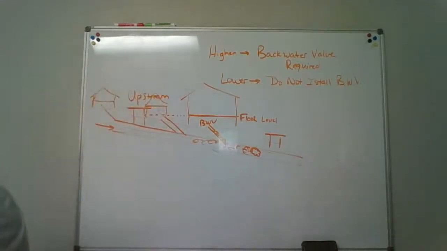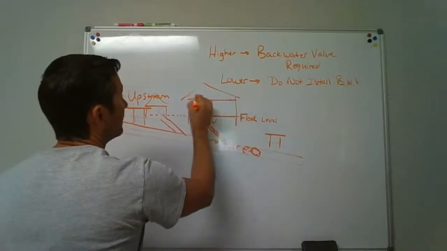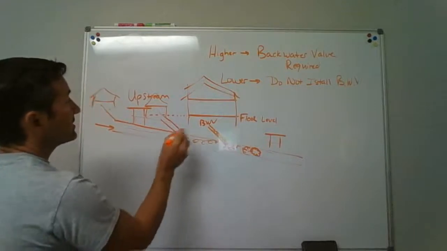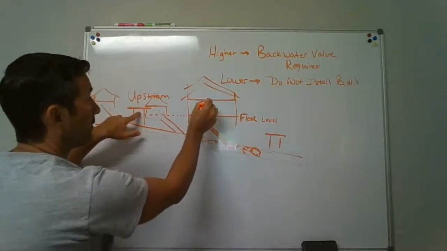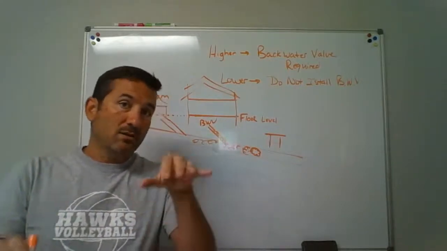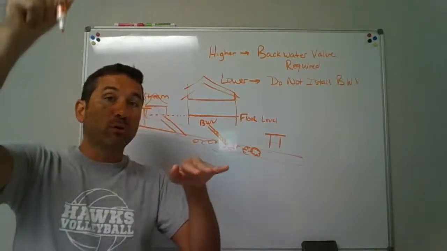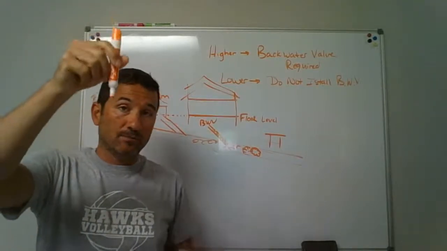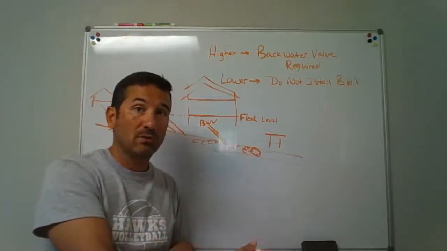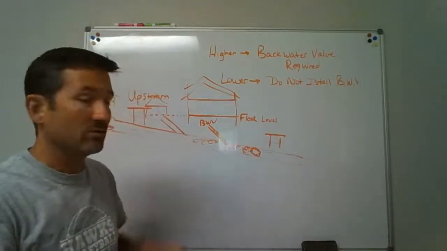So the code is going to say, if you had a two-story house, okay, let's just say that went up a little bit more, and you had a two-story house, now the bottom level needs one. The upper level doesn't because that's higher. It says to separate out the two lines, make the backwater valve service all the lower fixtures, bring the upstairs stack and connect it downstream of your backwater valve so that the backwater valve is only servicing the downstairs.